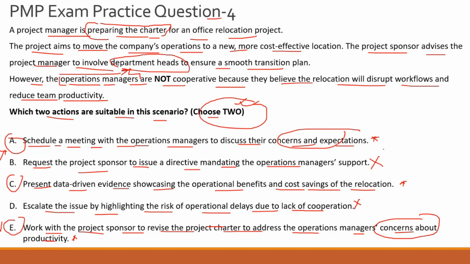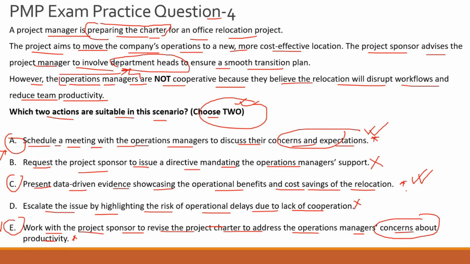So first you need to do the meeting, and then you go and revise the project charter if it is necessary. Mind you, it might not even be necessary to revise the project charter at all, and their concerns and expectations might be sorted within the meeting itself. So option A is the first path of action which you need to take, and option E is after that, which you can take. However, option C is also very important, which you want to discuss in that meeting, because you want to present data-driven evidence showcasing operational benefits and cost savings of the relocation, etc. So these are the things you do face-to-face or in a Teams call.